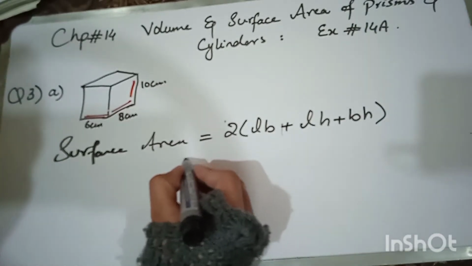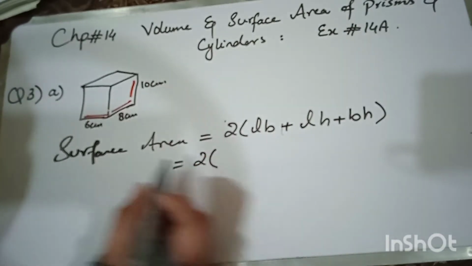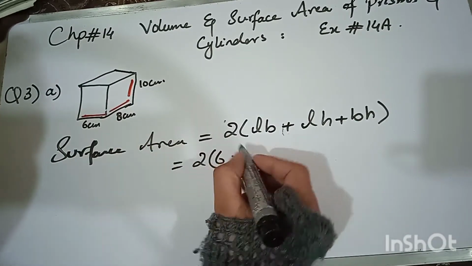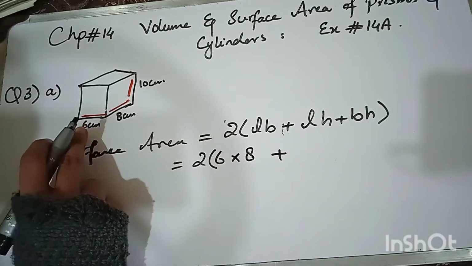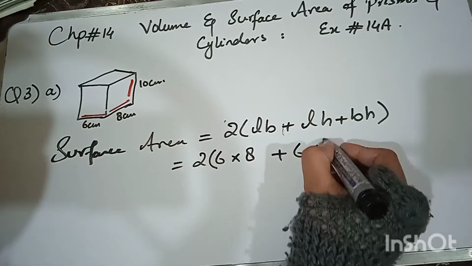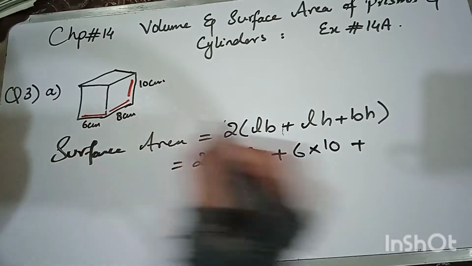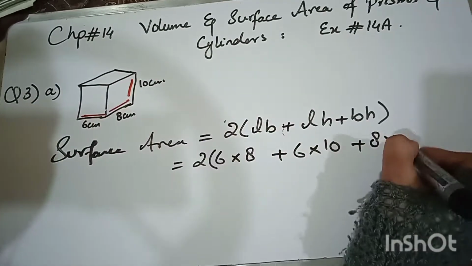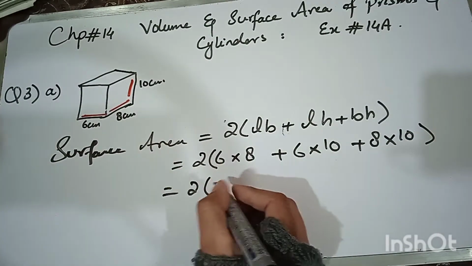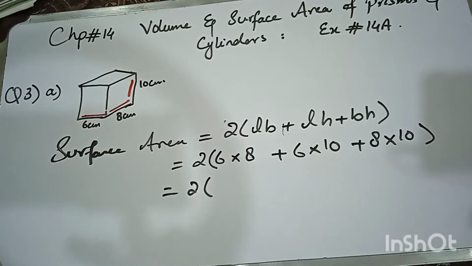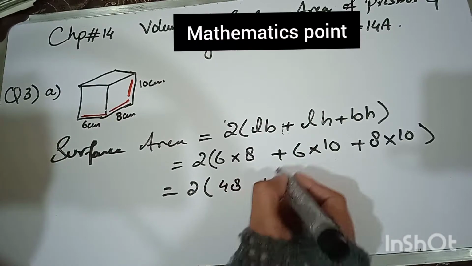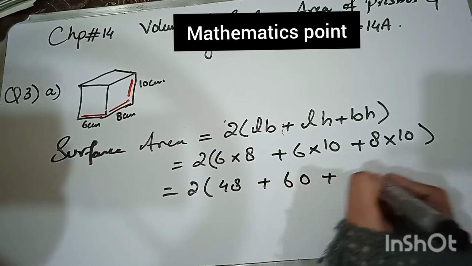Okay, now we have to put in the values. 2 into length multiplied by breadth, length is 6 and breadth is 8. Then length multiplied by height, length is 6 and height is 10. Then plus breadth into height, breadth is 8 and height is 10. So now we have to multiply the inner terms: 6 8s are 48 plus 6 10s are 60 plus 8 10s are 80.